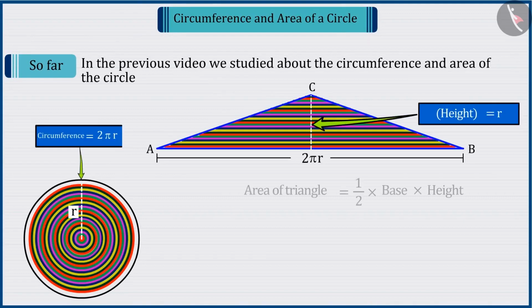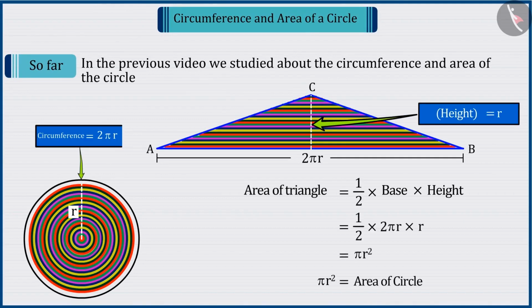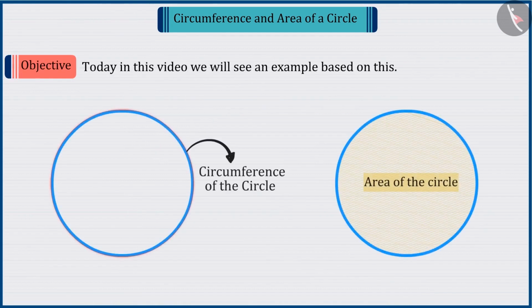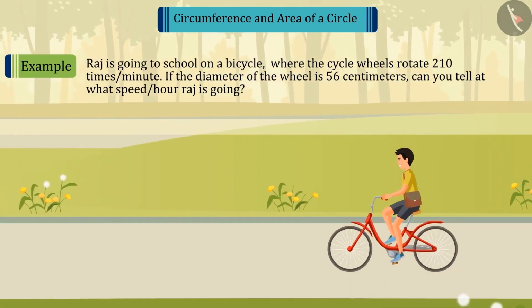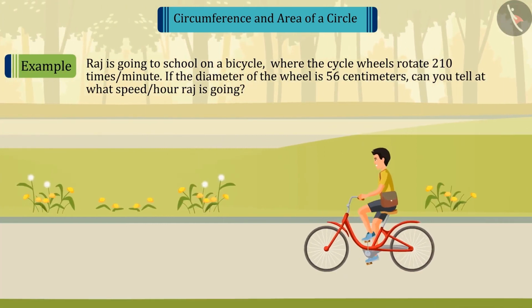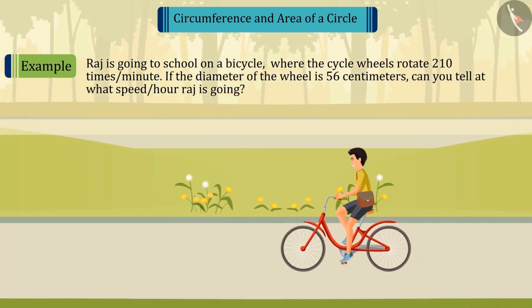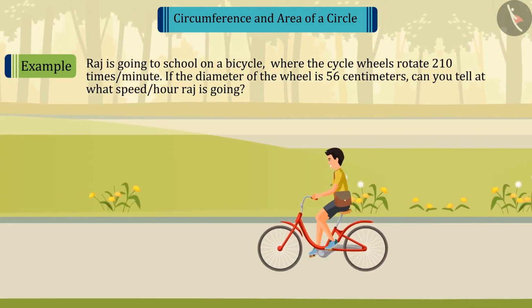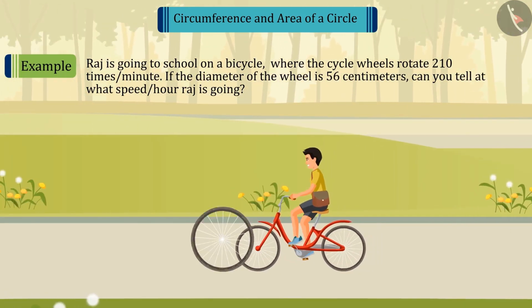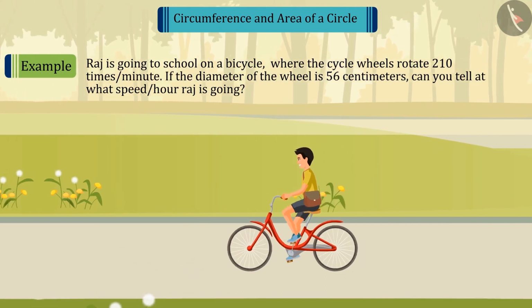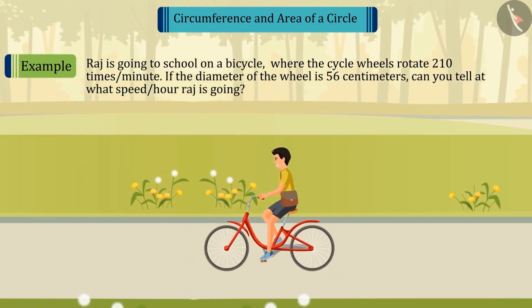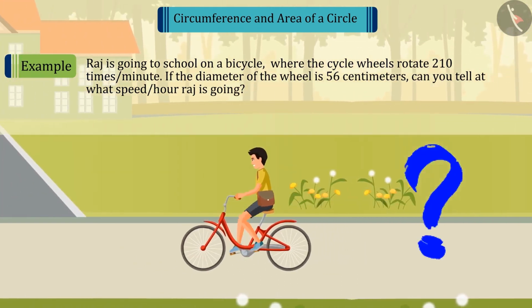In the previous video, we studied the circumference and area of the circle. Today in this video, we will see an example based on this. Raj is going to school on a bicycle, where the cycle wheels rotate 210 times per minute. If the diameter of the wheel is 56 centimeters, can you tell at what speed per hour Raj is going?